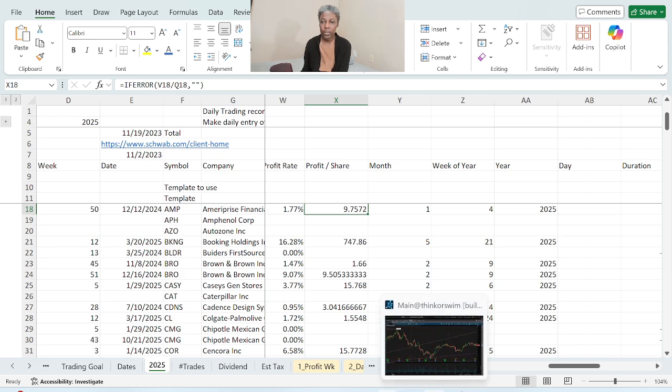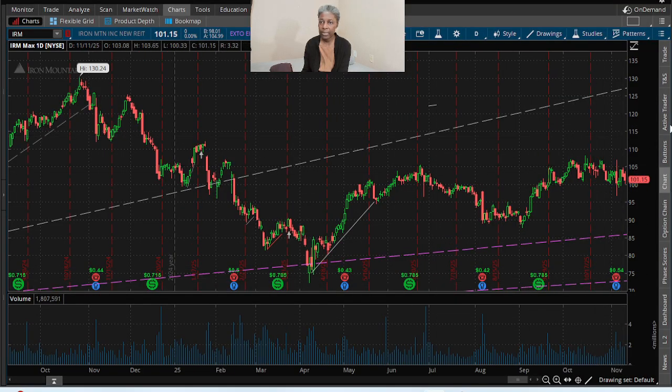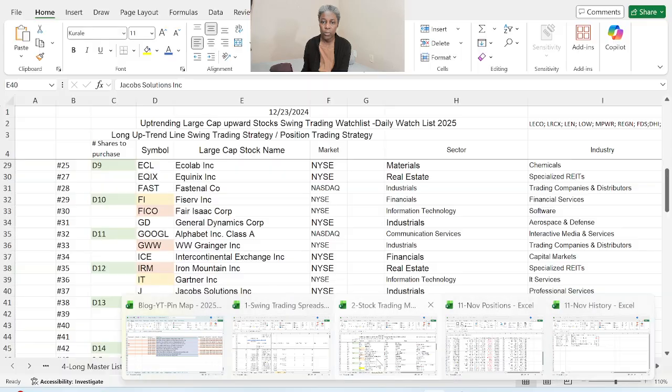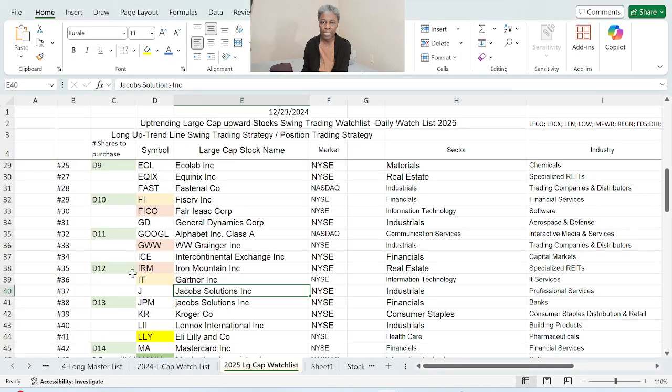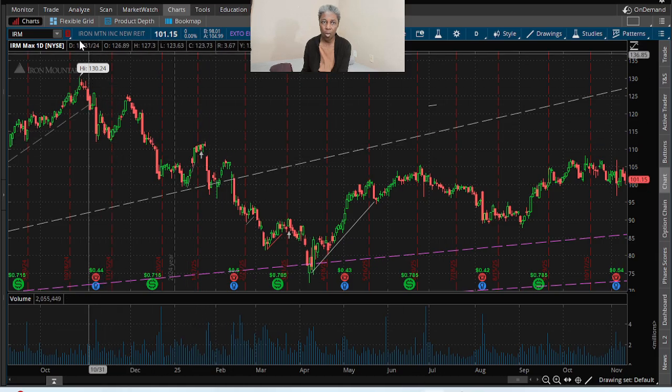So now that we went through that, with IRM, it is now time to buy. Because we bought it already, we are just going to keep observing it. So the next one we are going to analyze is IT. IT, we purchased it in 2024 and we have not sold it yet either.